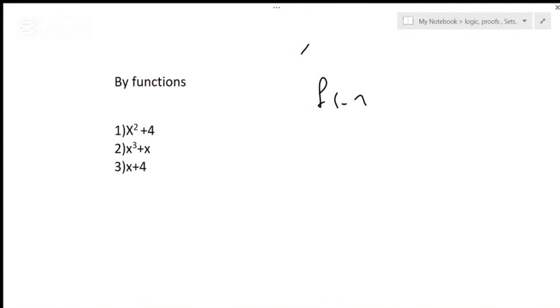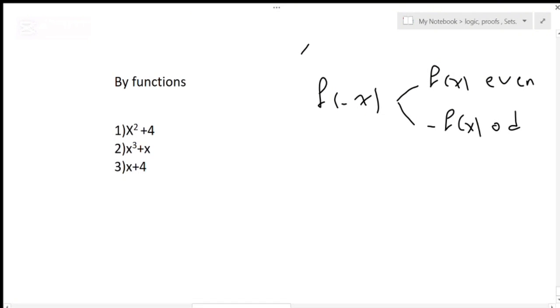However, if we want to see it by function, we should find the f of minus x of the function. And if the answer is f of x, then it's an even function. However, if the answer is minus f of x, it will be an odd function.